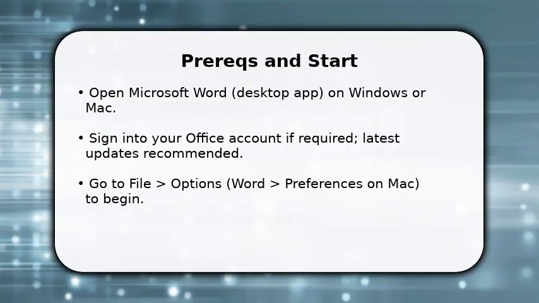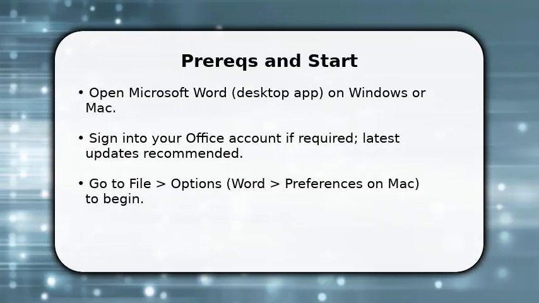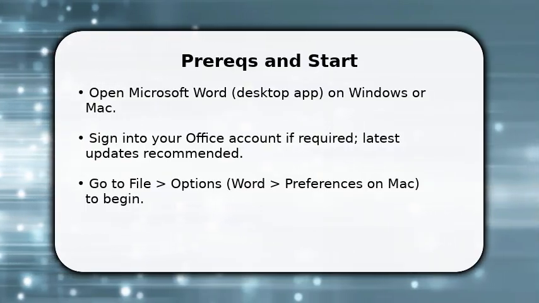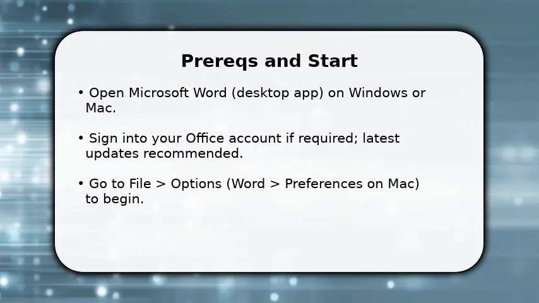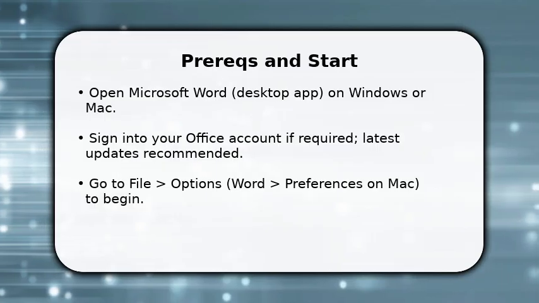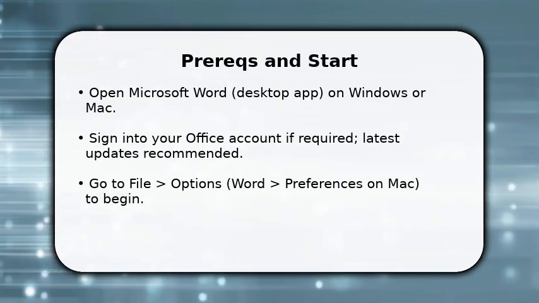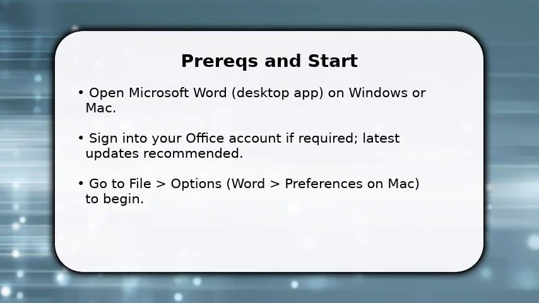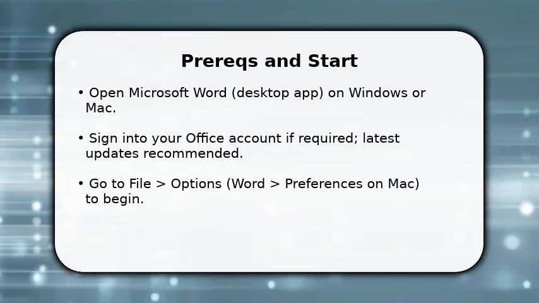You will start inside Word, open the desktop app and sign in if prompted so settings sync. Once done, make sure Word is updated. Updates prevent missing features. Now go directly to File, then Options on Windows. On a Mac, choose Word, then Preferences. This path accesses proofing controls.